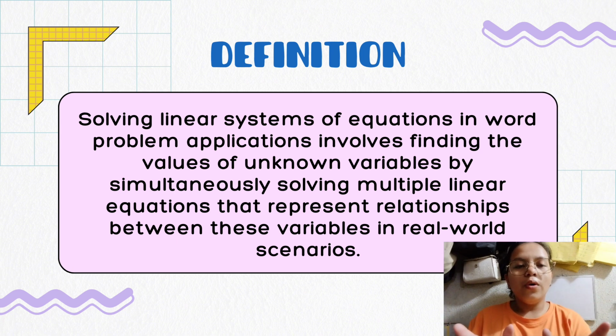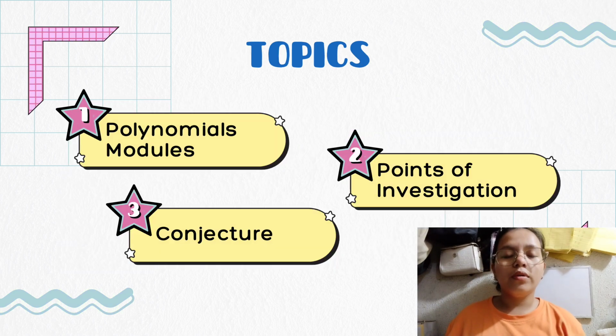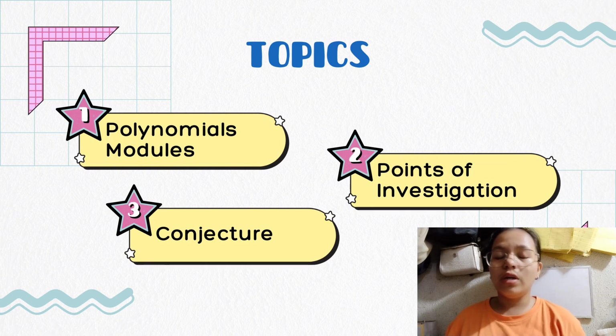Okay, so let's try some examples. But before we go to our examples, first we have the focus of this topic. Our first topic is the polynomials module. Next is the points of investigation, and lastly our conjecture or the conclusion in our lesson for today. Okay, so now let's jump to our examples.